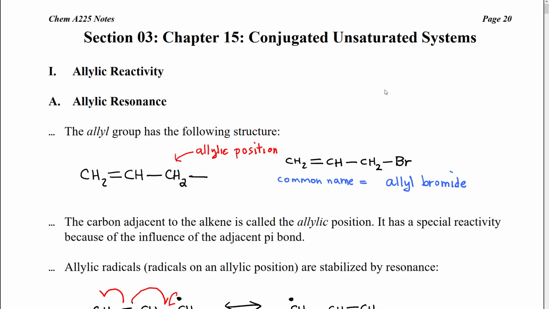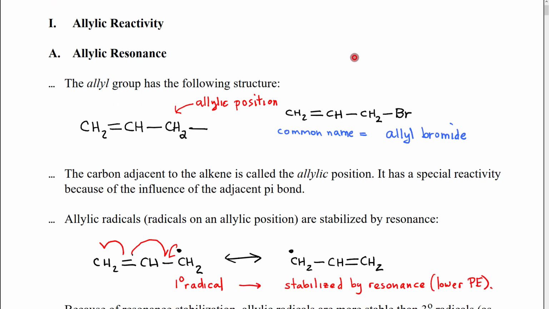In this section, we're going to discuss conjugated unsaturated systems. We're going to start by talking about allylic systems. An important component of allylic systems is the fact that they can do resonance.